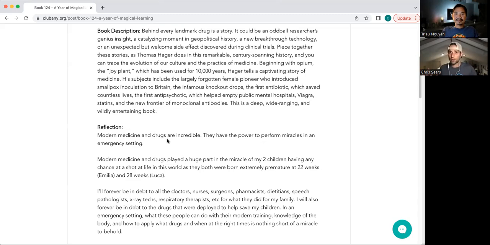All the knowledge and studying that has gone on through the course of human history has gotten us to the point where my children can have a chance at life, through understanding drugs and how they interact with the body and how they can counteract things in an emergency situation. I talked about it in my book. The first time that Amelia had her big surgery, her blood pressure dropped pretty dramatically.